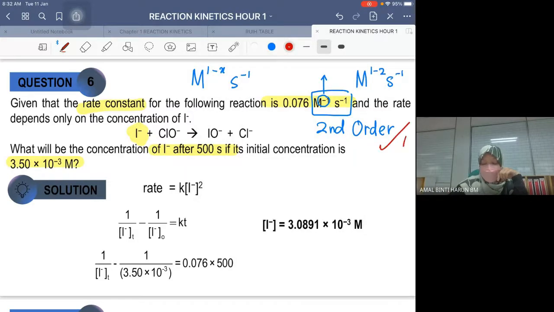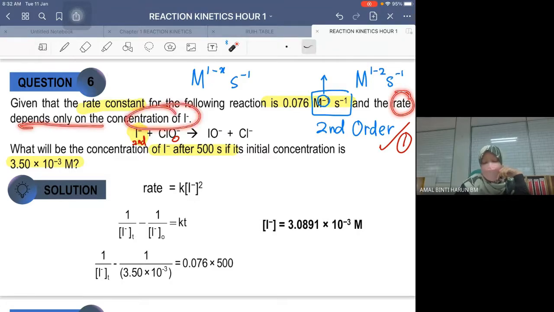dia dah dapat satu markah. Mana boleh dapat markah? Sebab tahu dia order ke berapa. Since kita tahu dia second order, so this one is second order, this one is zero order. How do we know it is zero order? Because question mention the rate depends only on the concentration of I minus. Ni saja. Okay, so tadi kita confuse sama ada I minus ni can be first order or second order. Okay, selesai dia second order, kita nak cari concentration dia after 500 second.